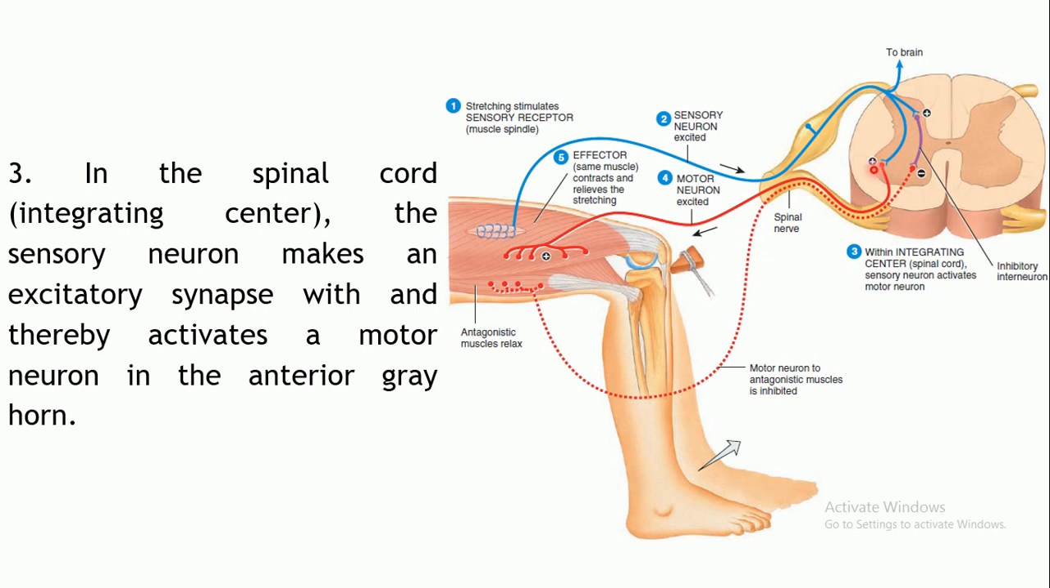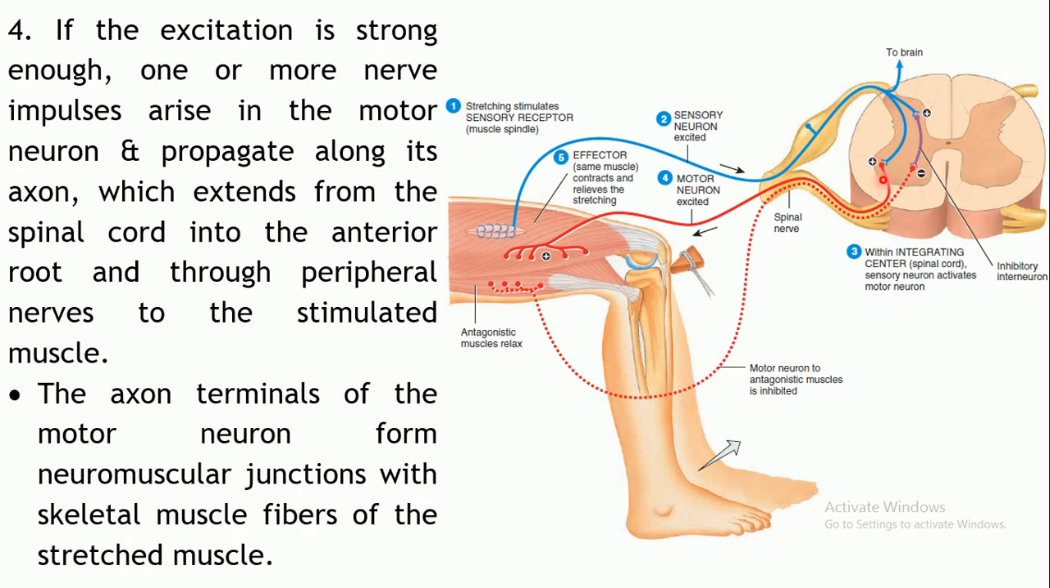Excitatory, remember, it stimulates the postsynaptic neuron to produce a depolarizing potential, right? So it is stimulating this motor neuron. Remember, this is a monosynaptic arc. This is your sensory neuron and it is synapsing directly with your motor neuron. So there is only one synapse present over here. So it's a monosynaptic arc. So here it is directly activating a motor neuron in the anterior gray horn.